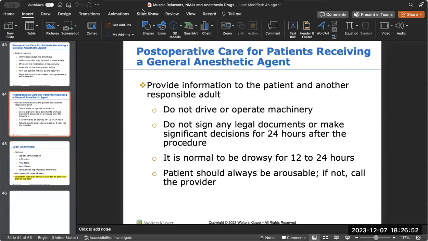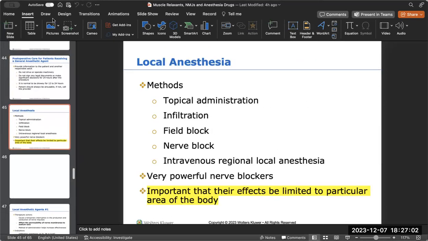And also we should not let them sign any legal documents for 24 hours, because remember, they're sluggish, they're slurred, and they might be a little confused coming out of the anesthetics. Are there any questions?